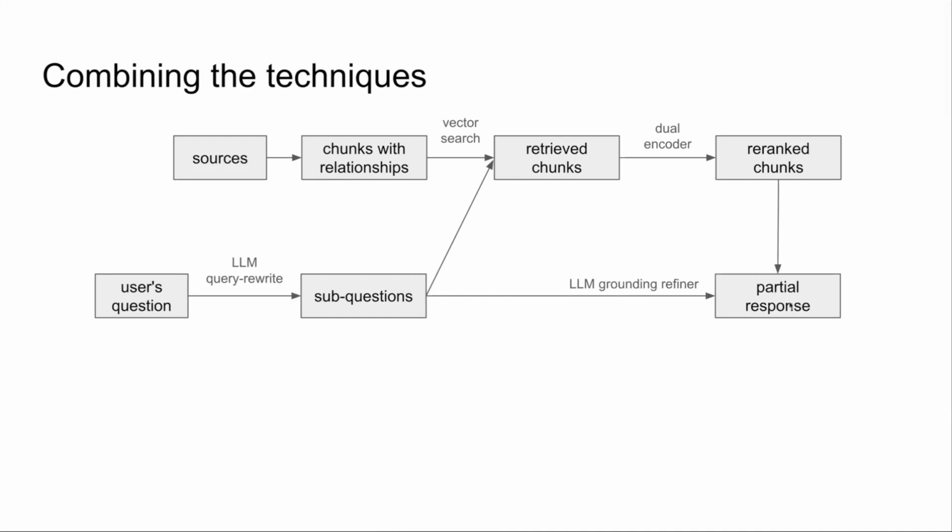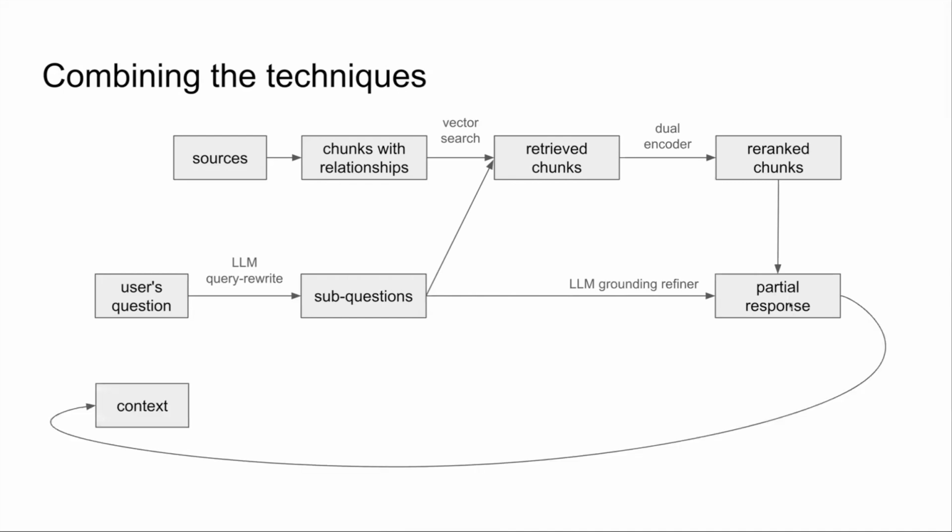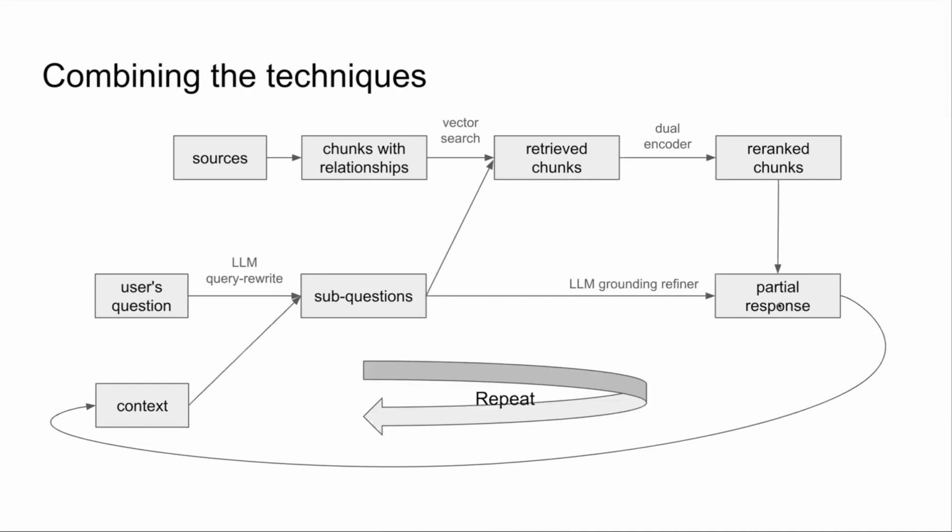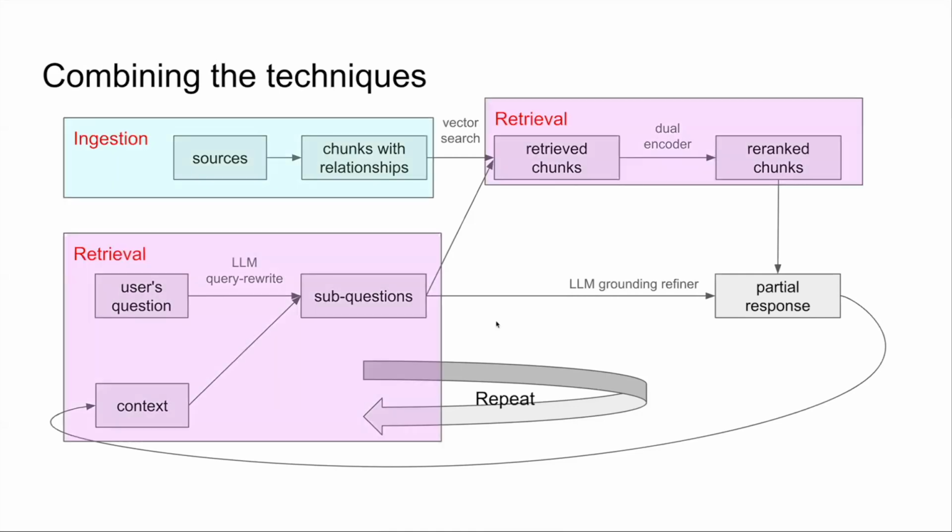Now, if this partial response is a full response, you stop there. If not, you feed it back into the context, and then you do a round 2. Now you take the user's question, take whatever you've learned so far, and ask the next set of sub-questions, and then you repeat a few rounds until you get a full response. So again, this is an ingestion, right?